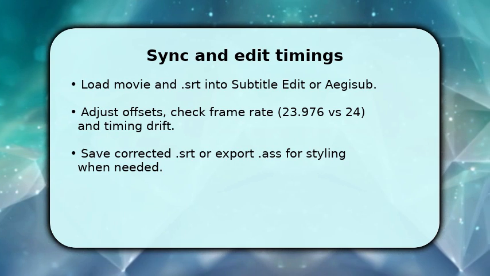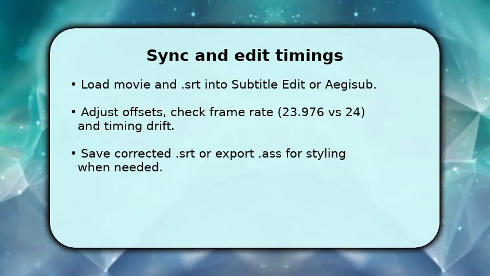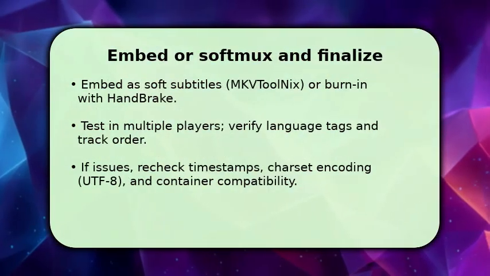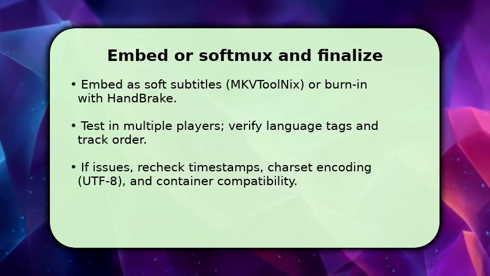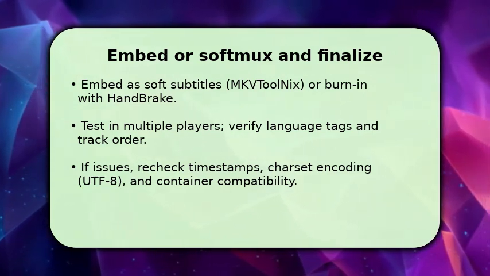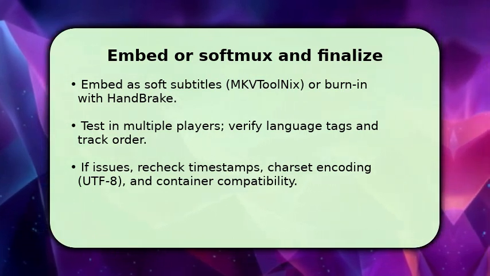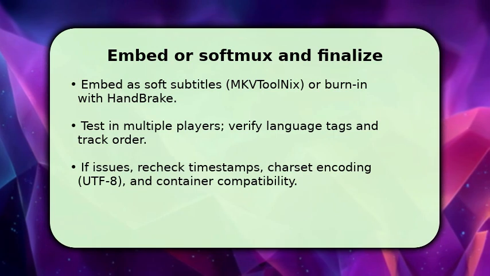Finally, choose embedding. Softmux in an MKV container preserves selectable subtitles, or burn-in with HandBrake permanently renders text into video for universal playback. Use MKVToolNix to add the SRT as a selectable track, set language and default flags, or use HandBrake to encode with burned-in subtitles.